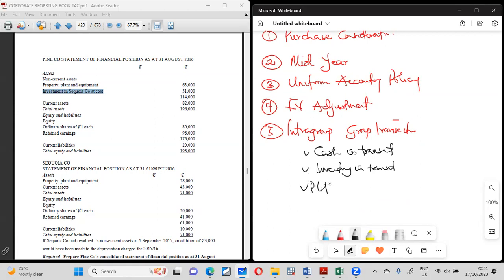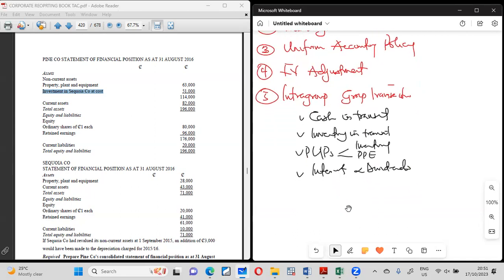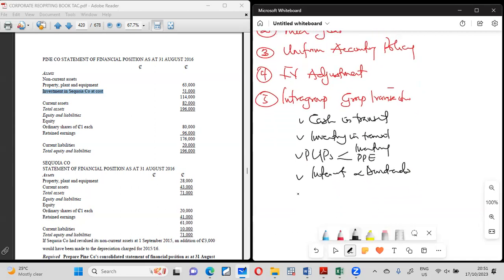Yes, we'll talk about the PAPs, whether it is inventory PAP or the PPE PAP. We will talk about that. Then we will talk about interest and dividends. All right. When they pay dividend, how will we do it? You cannot pay yourself. So we will erase that. Then the last one will be the intra-group loans.